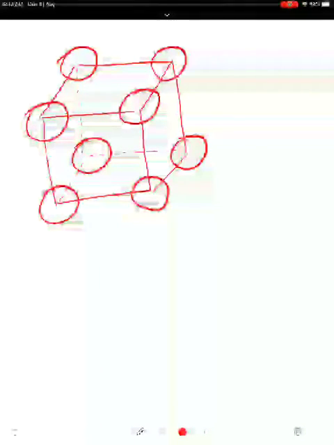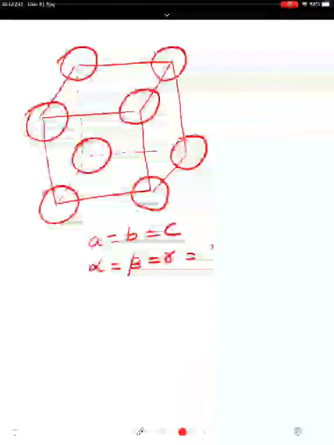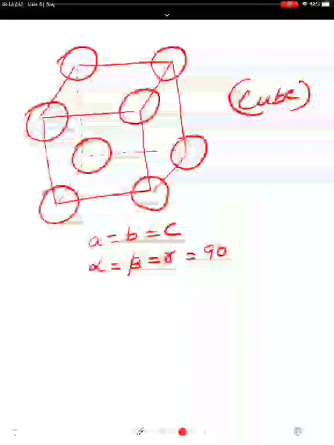In this primitive, for a cube, A is equal to B is equal to C, alpha is equal to beta is equal to gamma is equal to 90. That means this is a cube. There are 7 primitive unit cells in the world. The first one is cube, number 1.